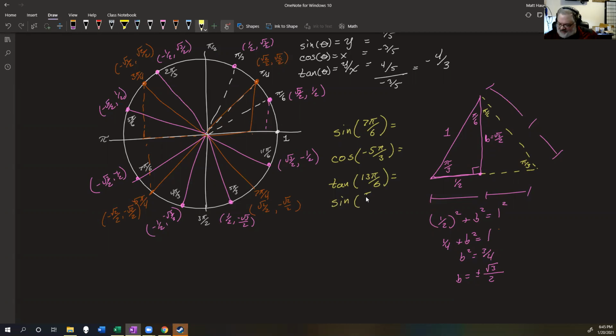What is the sine of pi over 2? What is the secant of... what do I want there? How about negative 4 pi over 3? We should be able to use those definitions and this circle diagram to answer all of those. Take a minute and do that, please.